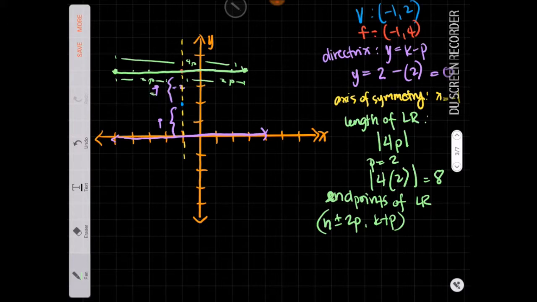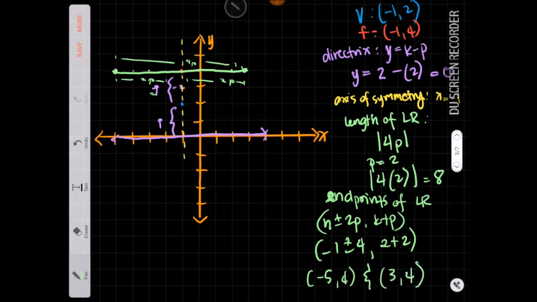Through substitution, we get negative 1 plus or minus 4, 2 plus 2. Once simplified, we get negative 5, 4, and 3, 4. And this is how our parabola will look like.